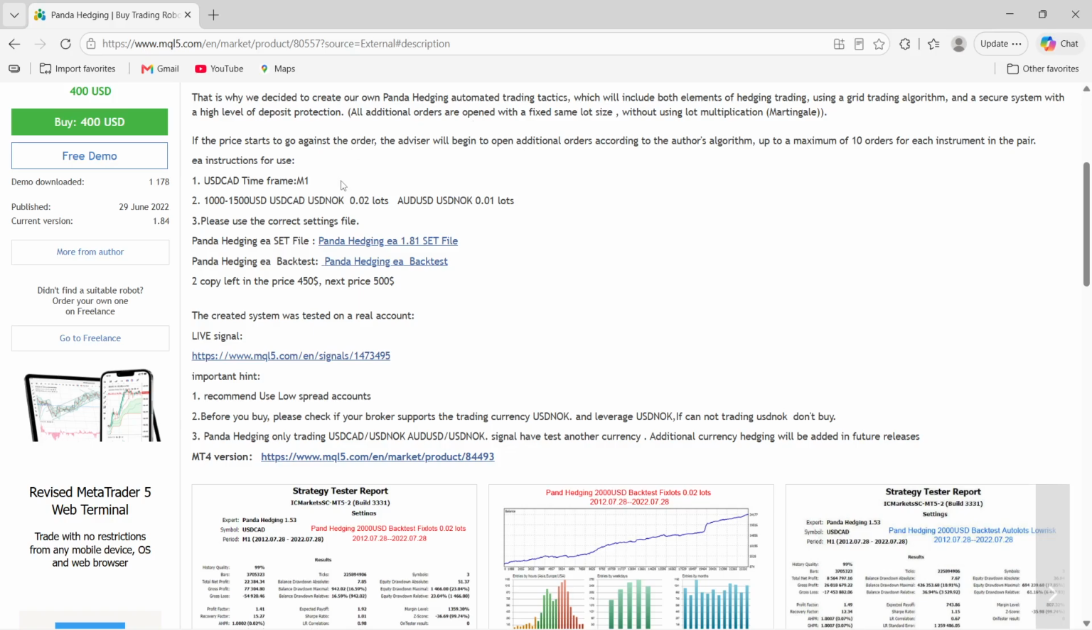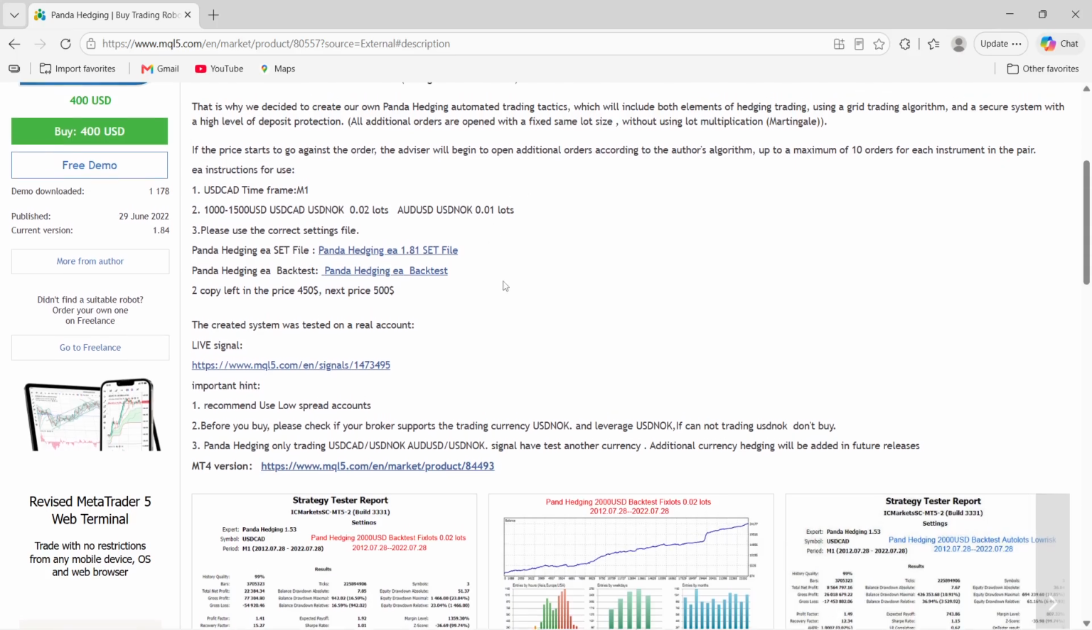They recommend a certain minimum deposit and lot size combination, like using a $1,000 to $1,500 account. The wording gives the impression that as long as you follow these recommendations and don't touch the settings too much, the EA will manage risk for you and keep the drawdown under control.